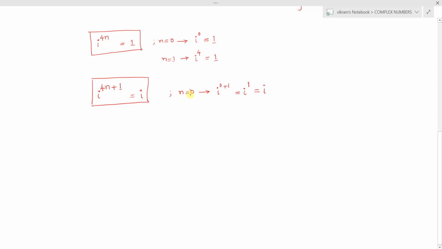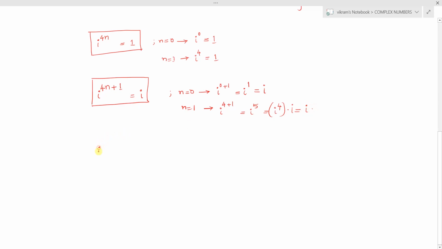For example, if n equals 1, then what are we obtaining? i^(4+1), so i^5, which equals i^4 into i. We know, as we just discussed, i^4 is 1, so 1 into i, and we will get iota.